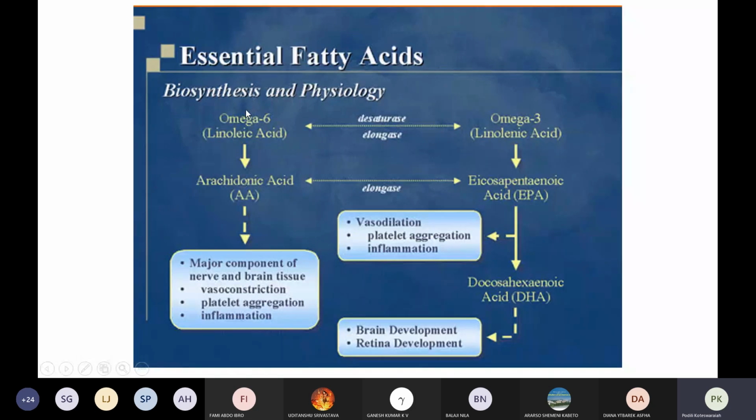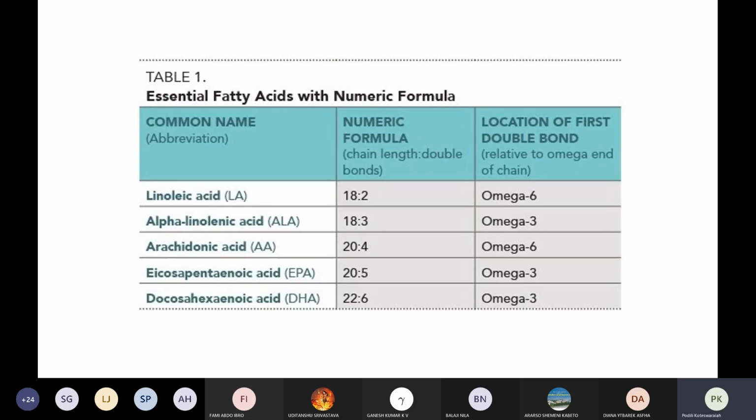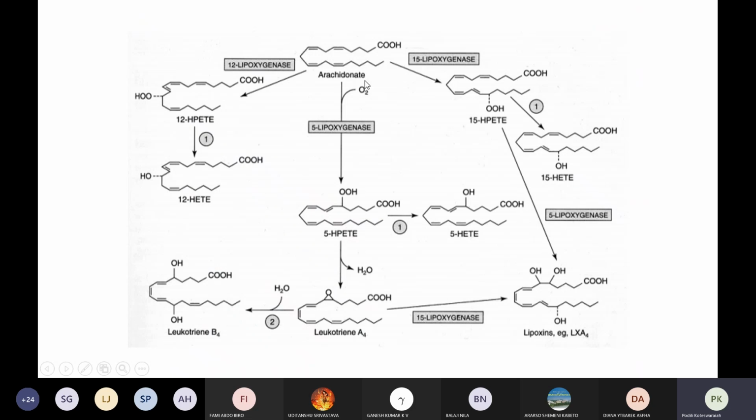And now coming to the essential fatty acids, some fatty acids are essential for the growth of organisms. These fatty acids are mainly linoleic, linolenic and arachidonic acid. As I already said, mainly arachidonic acid is the precursor for the synthesis of various eicosanoids, which are local hormones, meaning the prostaglandins, prostacyclins, thromboxanes, and the leukotrienes.